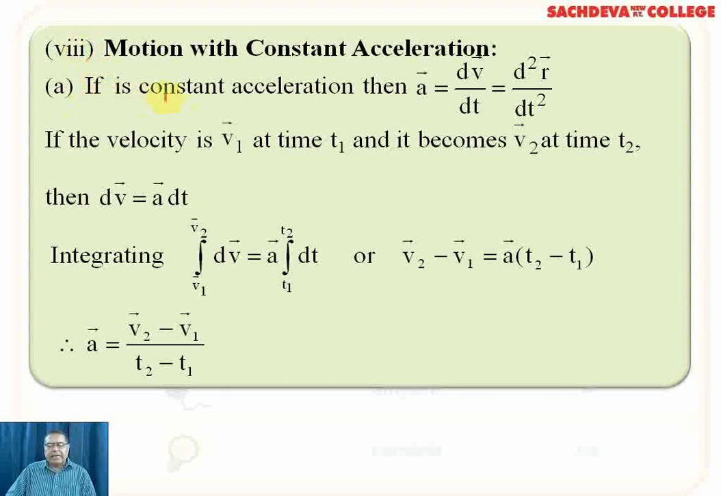So, if A is constant acceleration, then vector A is dv over dt, that is the derivative of velocity with respect to time, or it can be written as d square r over dt square. This is spoken as the double derivative of displacement. First of all, we take one derivative, that is the derivative of displacement. Whatever number we get, that is called velocity. We again take the derivative of that number. So we take two times the derivative of displacement, and that's why its name is d square r over dt square.